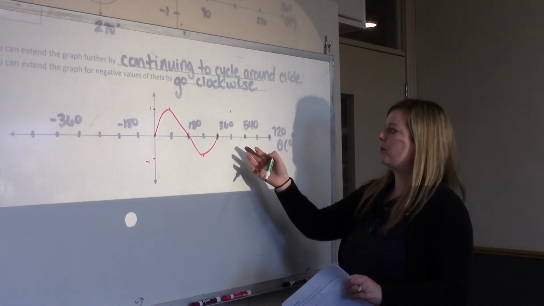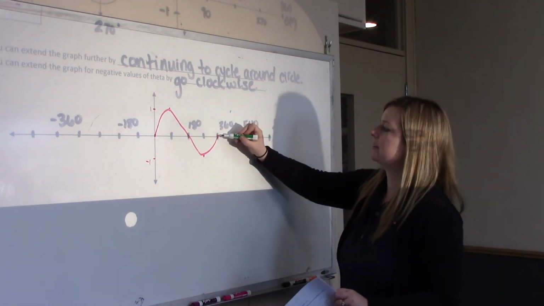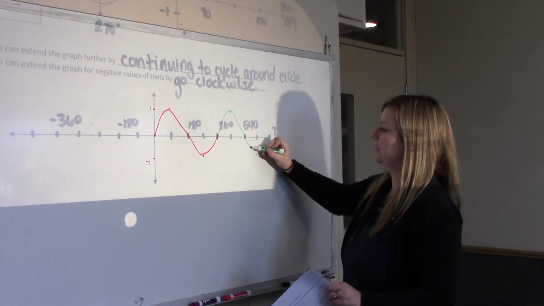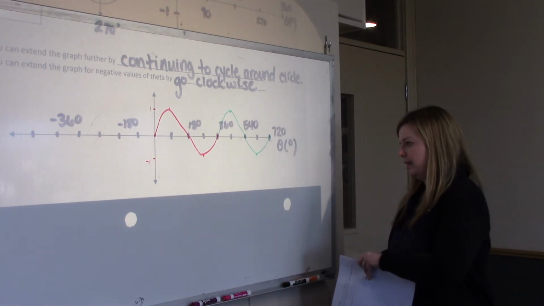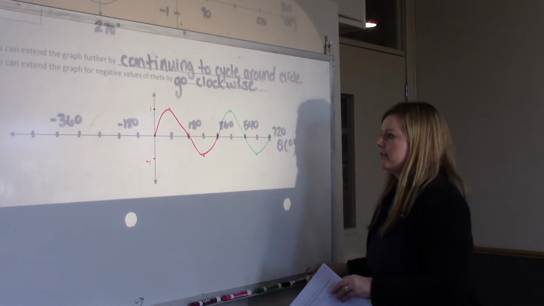And if you don't believe me, just put these numbers into your calculator. You'll see what the sine values are. So there, that's 2 cycles in the positive direction. Now we can go in the negative direction.